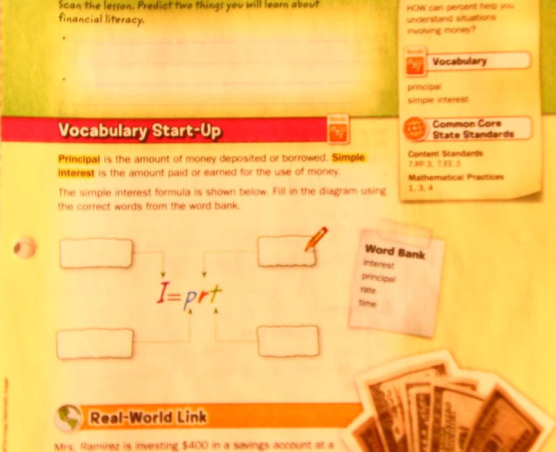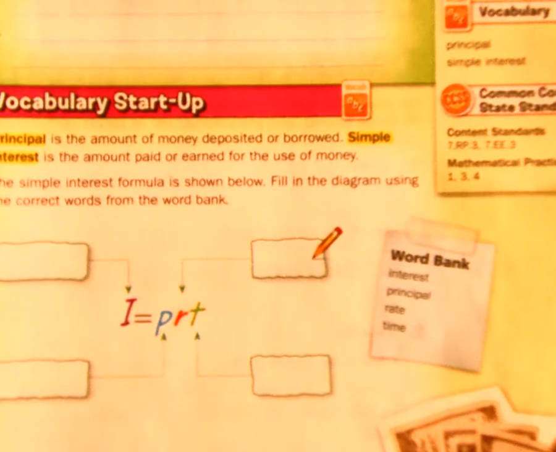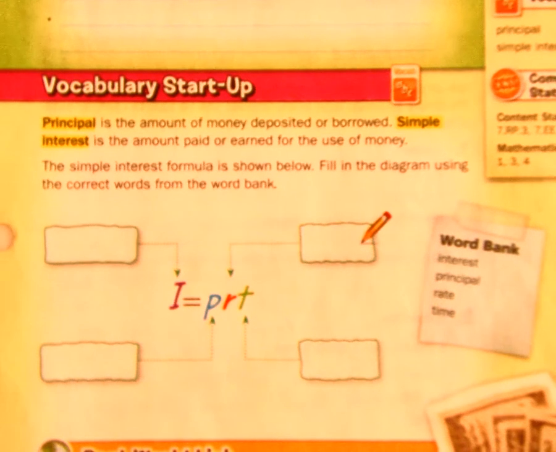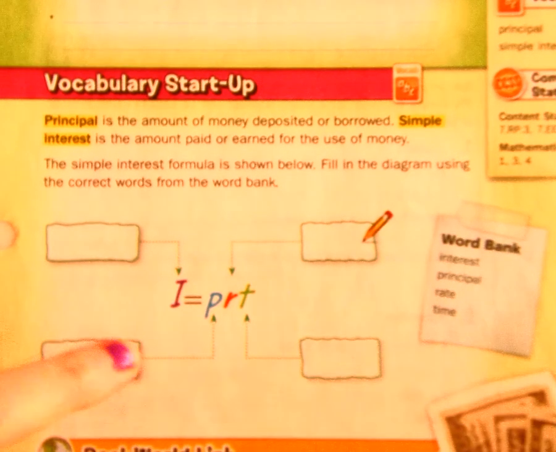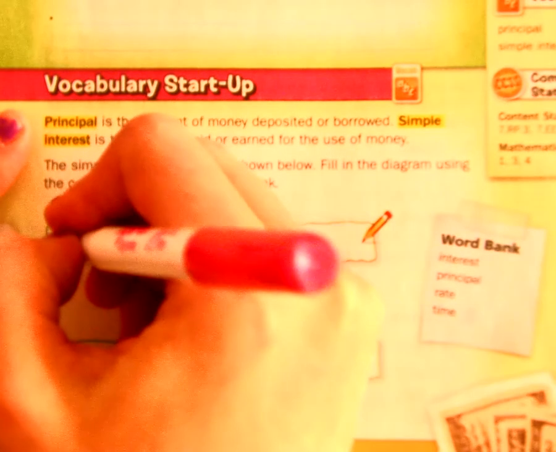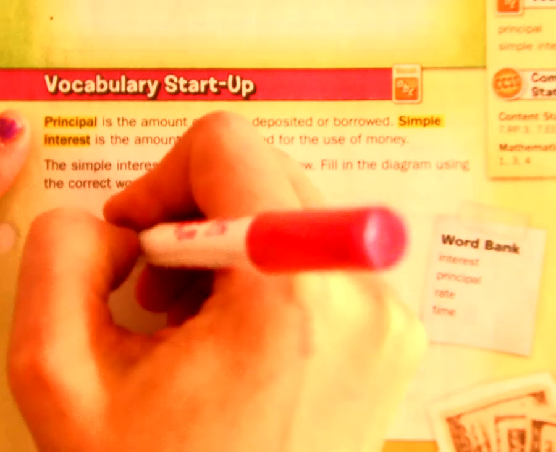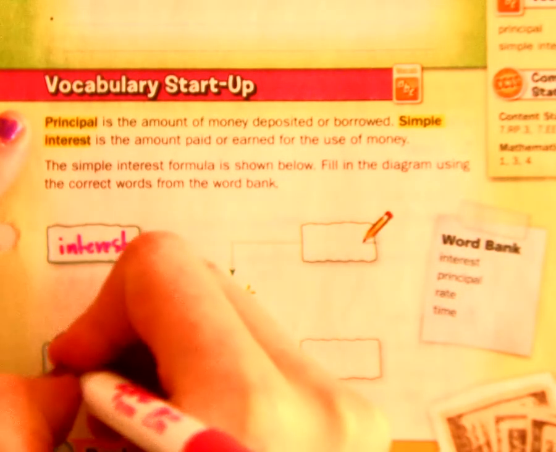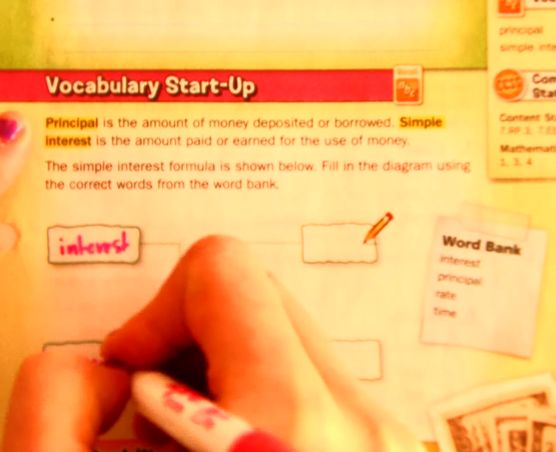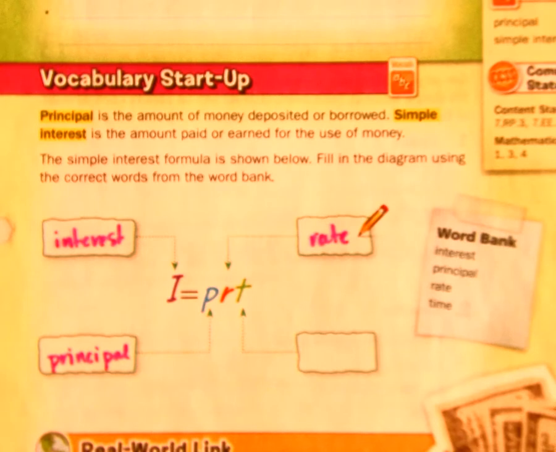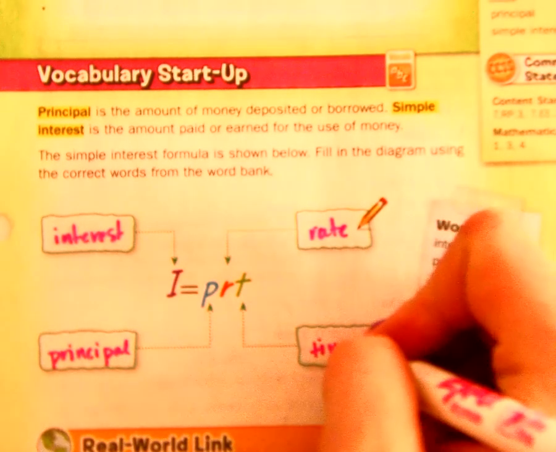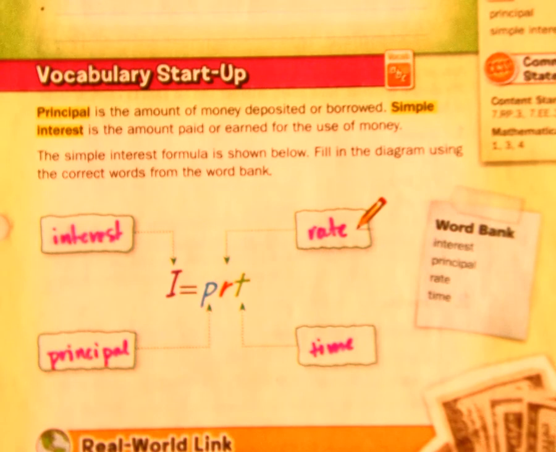So the simple interest formula is shown below. Fill in the diagram using the correct words from the word bank. So our simple interest formula is I equals PRT, or I-P-R-T. Each letter represents something. I is the interest, equals P, which is principal, R, which is rate, and rate is always your percent, and then T, which is time, and time is always in years.